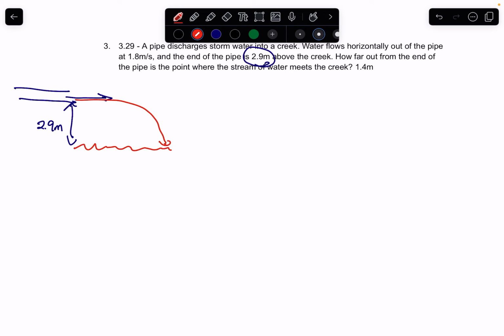So the key thing that everybody struggles on this question is that the velocity in the x direction is a known answer, but the velocity in the y direction is 0 because it's only moving horizontally. Remember, we want to keep thinking about all of your variables.